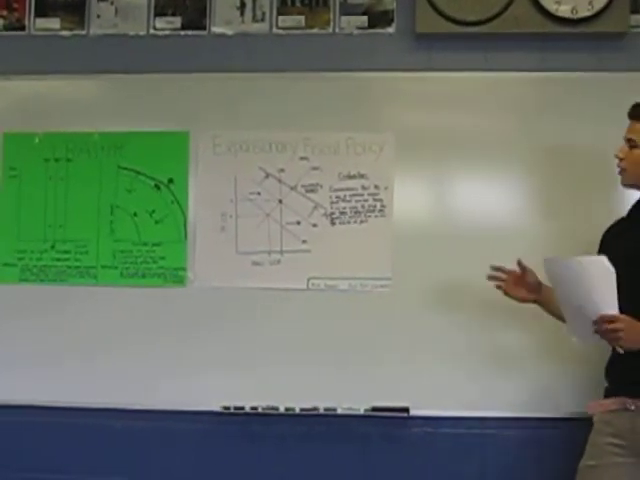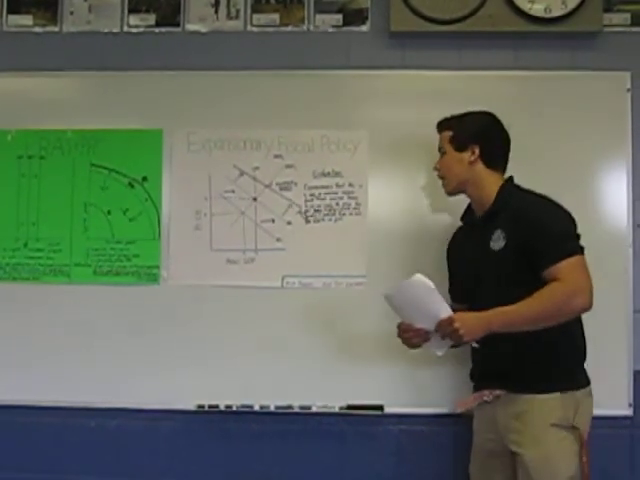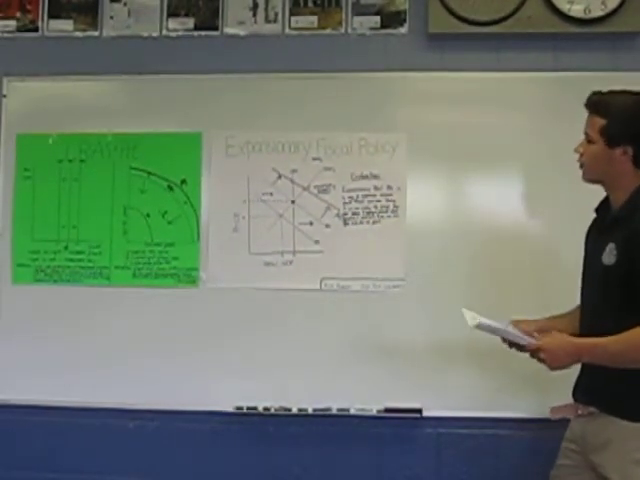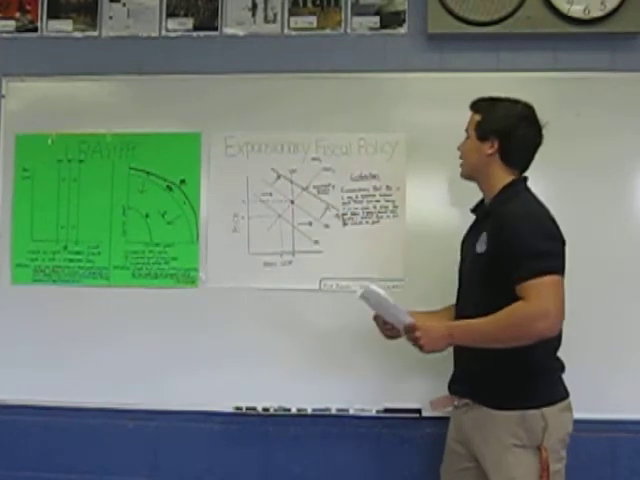So as a result of the expansionary fiscal policy, which would be an increase in government spending or decrease in taxes, the aggregate demand will increase. And that's something we could address to bring the economy up from recession. And you can see the aggregate demand increase in that.